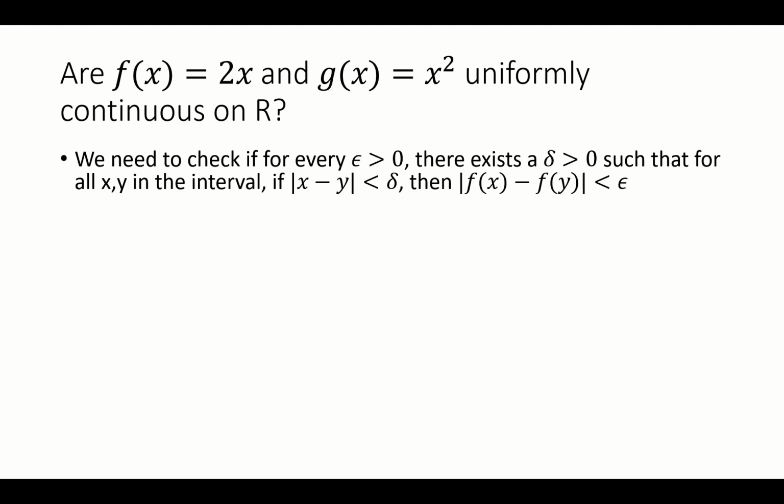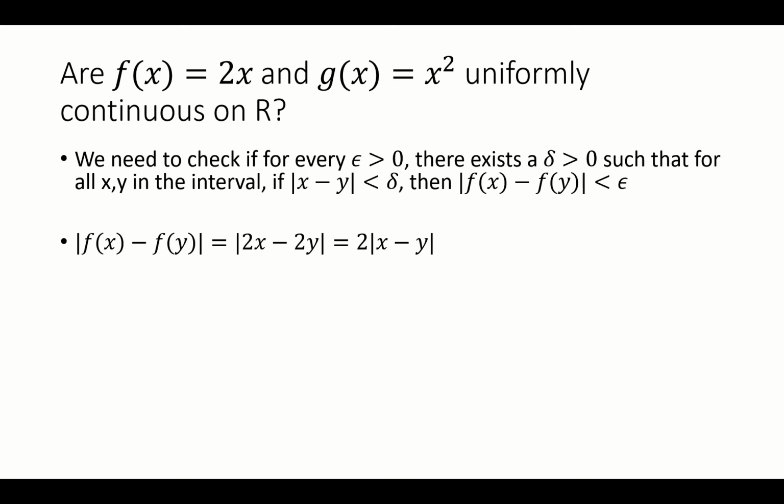So this says that a function f is uniformly continuous on an interval if for every epsilon greater than 0, there exists a delta greater than 0, such that for all x and y in the interval, if the absolute value of x minus y is less than delta, then the absolute value of f of x minus f of y is less than epsilon. So let's start with the function f of x equals 2x. We need to find a delta that satisfies the condition for any given epsilon greater than 0.